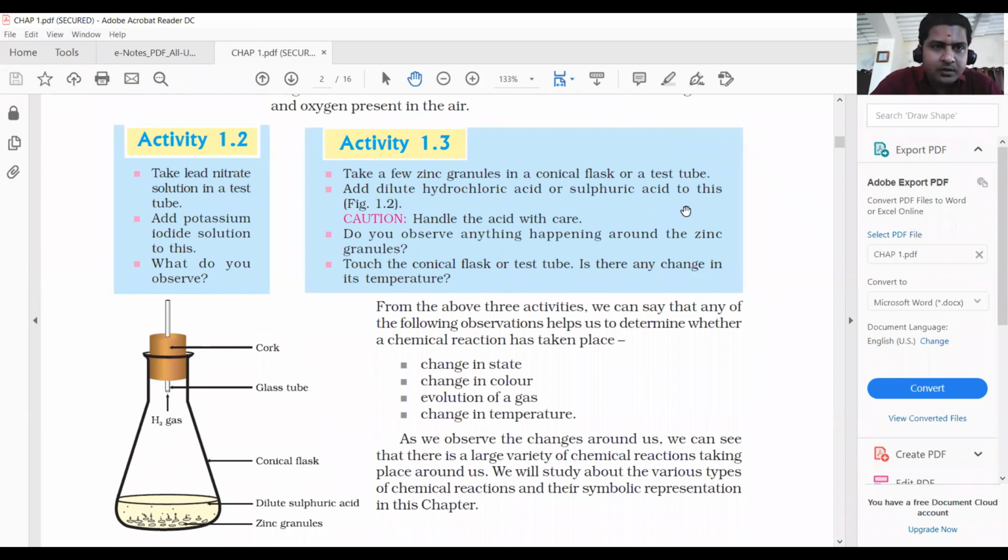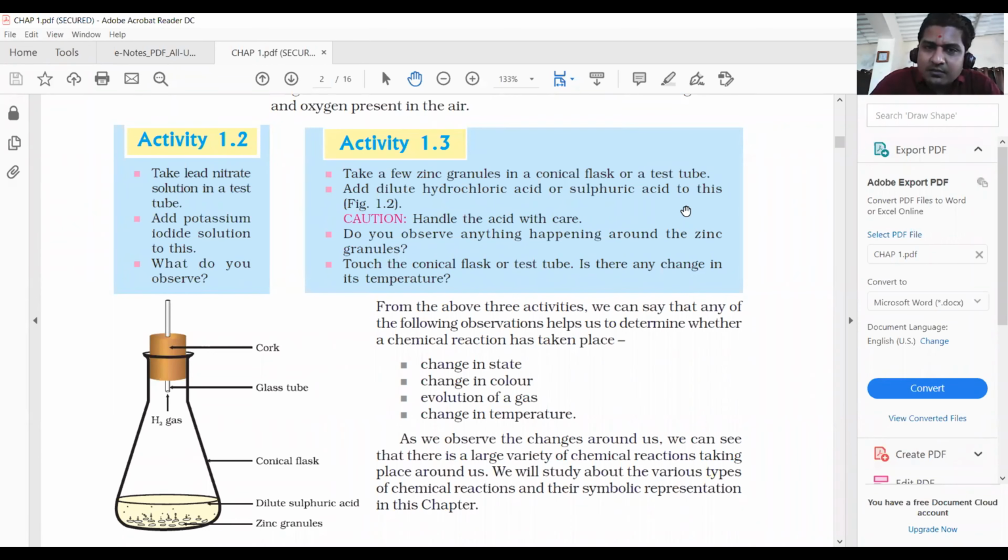Activity 1.2: take a lead nitrate solution in a test tube and add the potassium iodide solution to this. What do you observe? Okay, now take one test tube, add the potassium iodide solution to it, and you will observe that. Same for Activity 1.3.